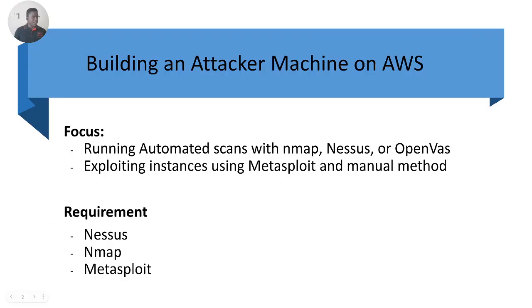So this is the focus for today. Run an automated scan, then exploit the instance using Metasploit and a manual method. Requirements: maybe Nessus and Nmap, but Nessus is not really necessary because we won't use it. Nmap and Metasploit have to be somewhere in the infrastructure, but since we're using Kali Linux, it makes it easier for us to have Metasploit and Nmap.